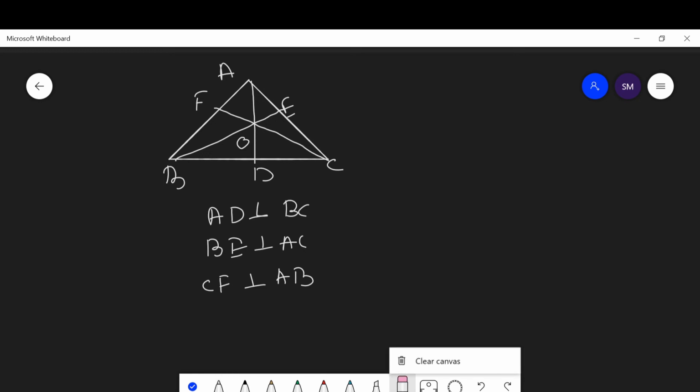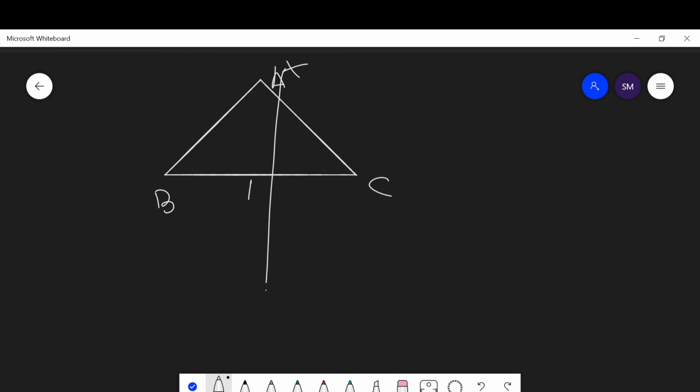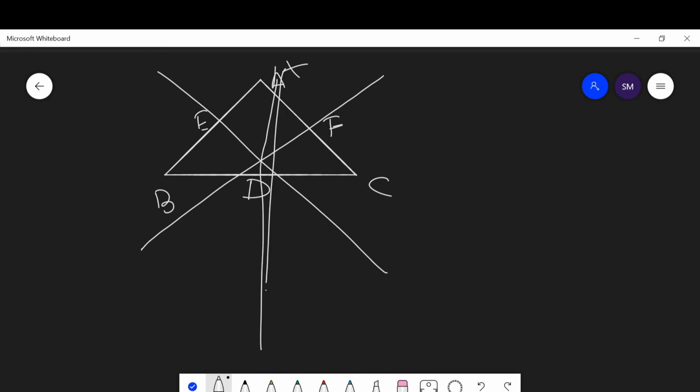What is the circumcenter of a triangle? Let us discuss. Here this is the orthocenter. Now let us discuss what the circumcenter is. The circumcenter of a triangle is where the perpendicular bisectors meet. Suppose ABC is a triangle, then this is the perpendicular bisector of side BC, and this is another perpendicular bisector, and this is another perpendicular bisector. Where the perpendicular bisectors are concurrent, this point is called the circumcenter.